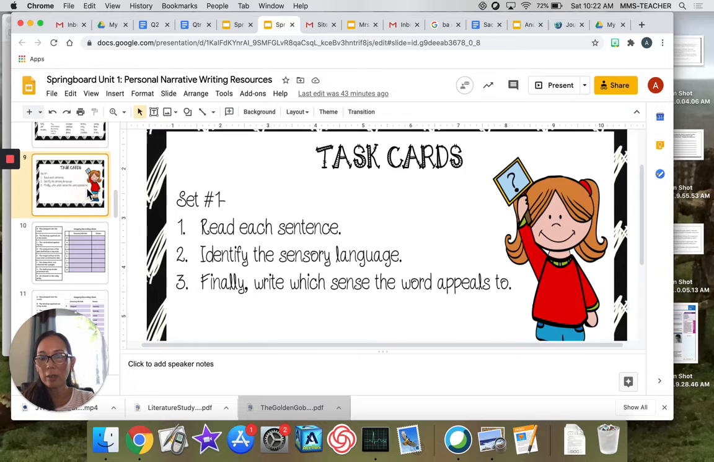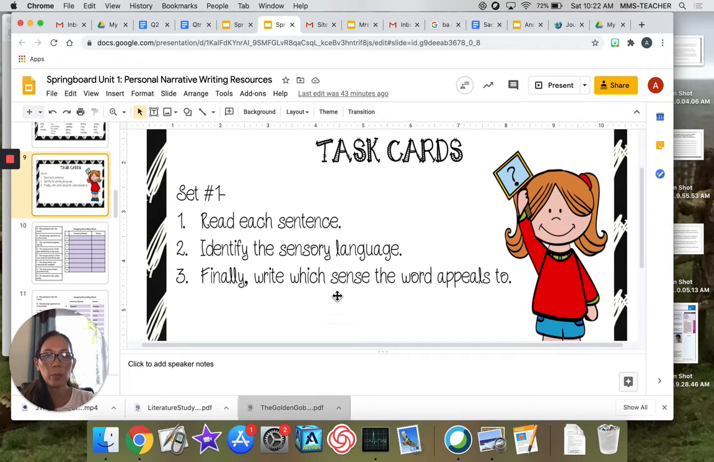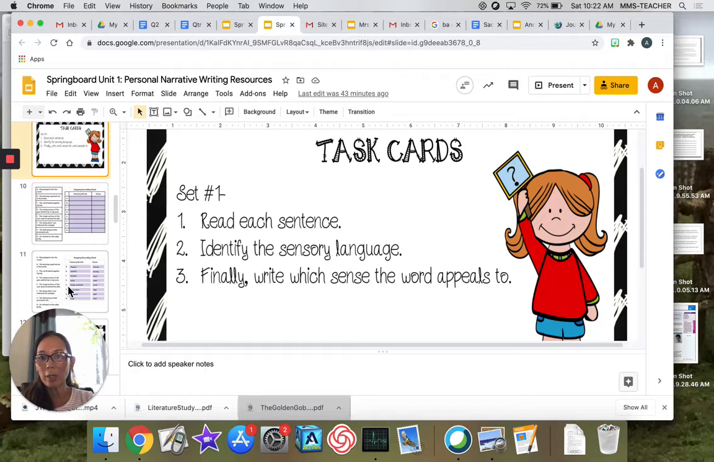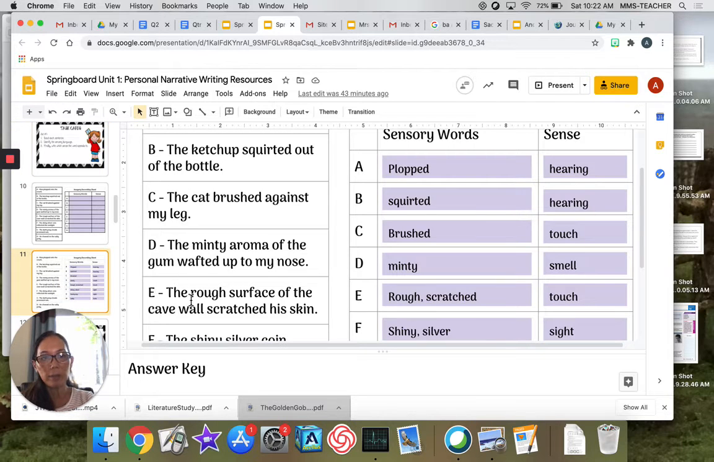On our next slide, it says we're going to do some practice together. So it says, set 1: 1, read each sentence. 2, identify the sensory language. 3, finally, write which sense the word appeals to. So I'm going to skip down and go to slide 11.